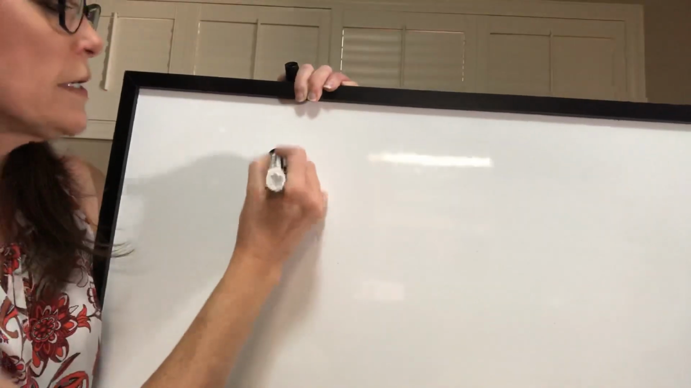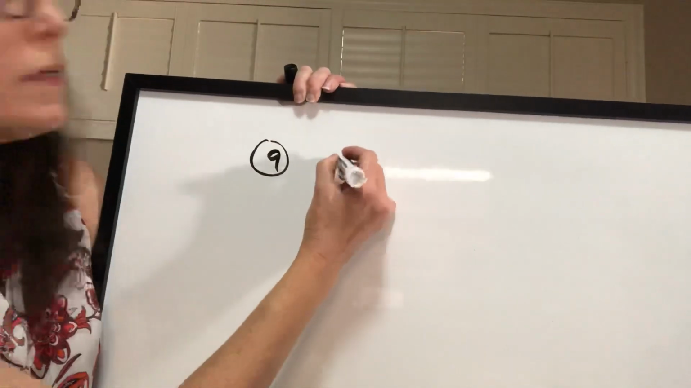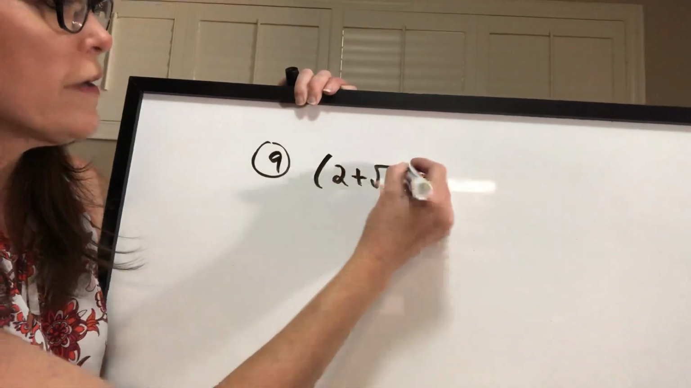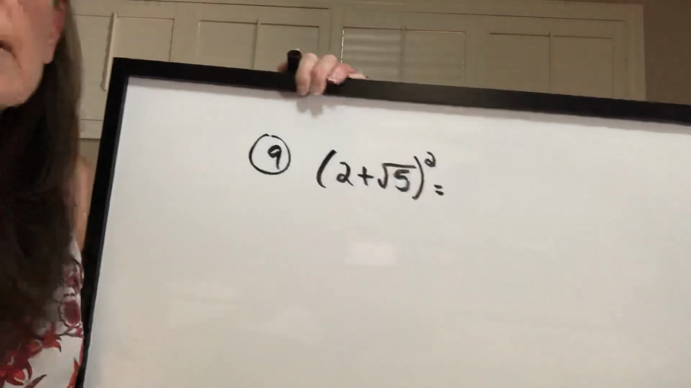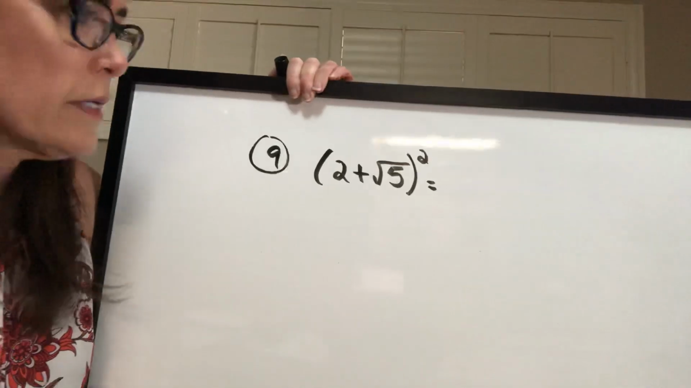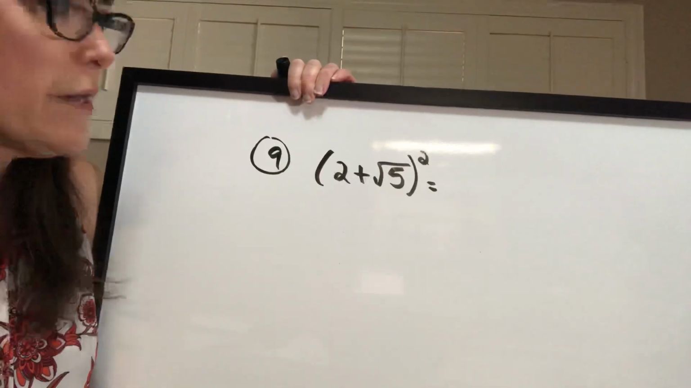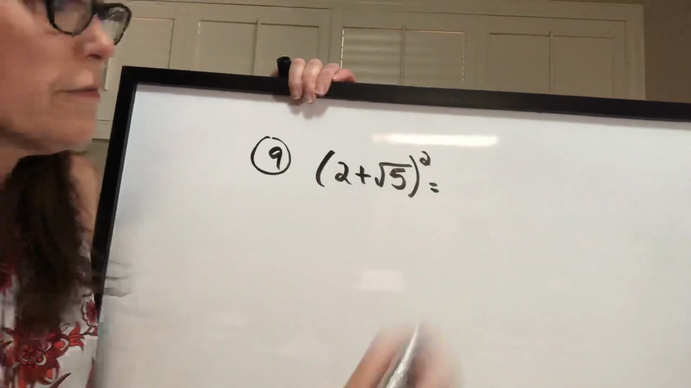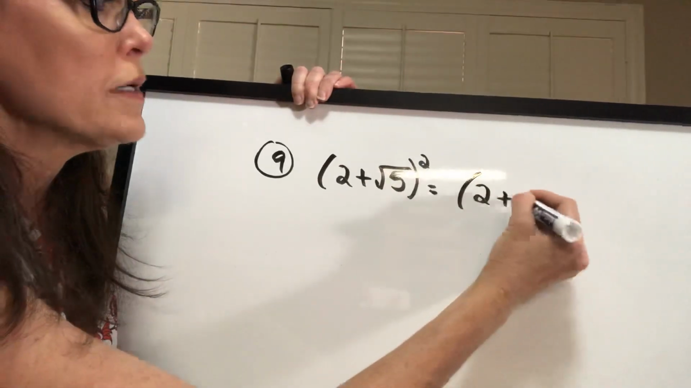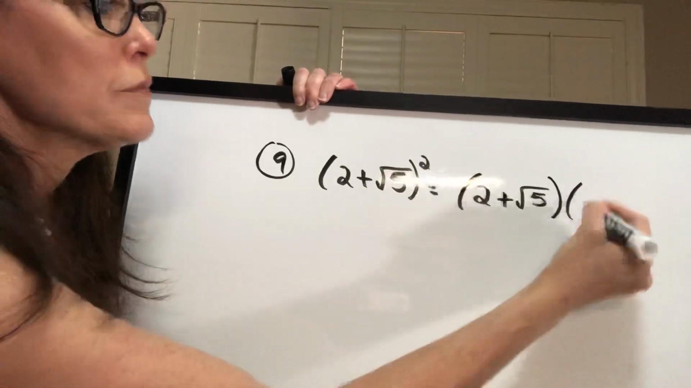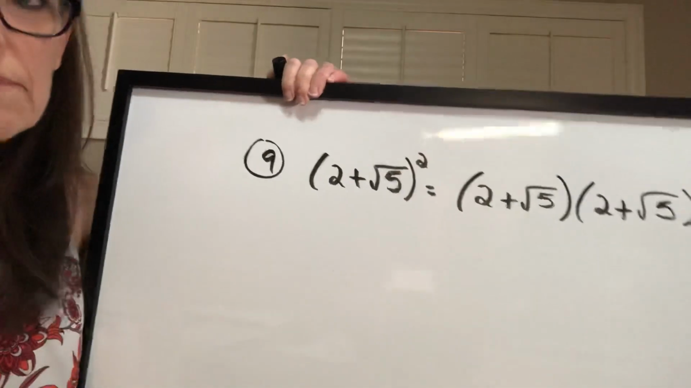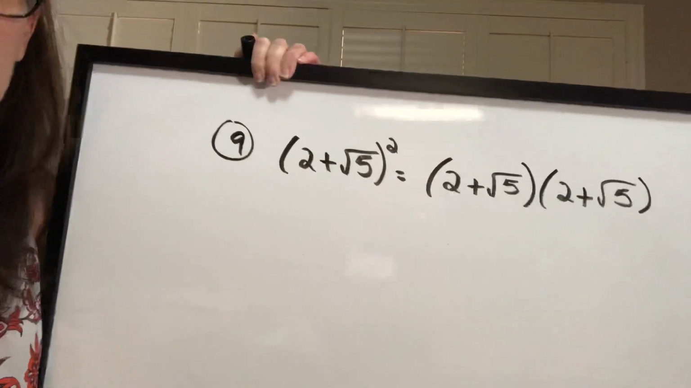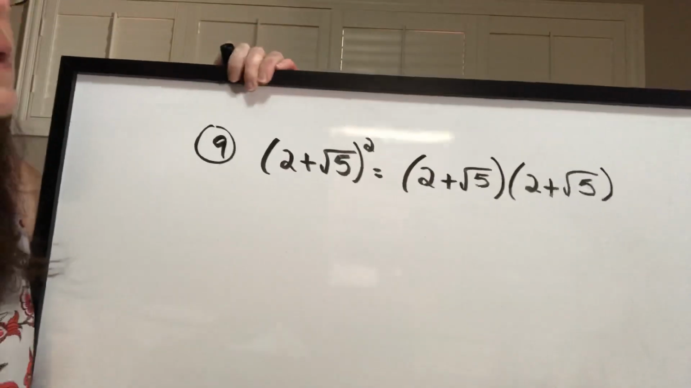Okay, so number 9, we have 2 plus the square root of 5 squared. Okay, so in math, whenever you see something squared, it doesn't matter what it is, it means to think of it as multiplication times itself. So it's going to be 2 plus square root 5 times 2 plus square root 5. The same thing, multiply together twice. So then you would use the FOIL method to calculate this.